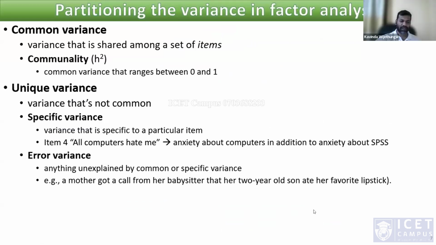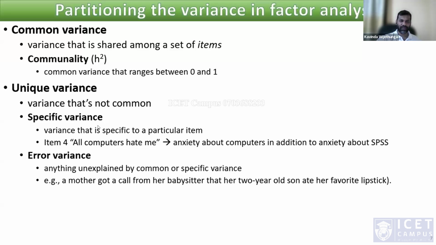And error variance is anything unexplained by the common or other specific variances. For example, the mother got a call from her baby sister that her 2-year-old son ate her favorite lipstick. So this does not belong to our question. Anyhow, that sometimes depends on the situation. So then we could take it as a variance like that.